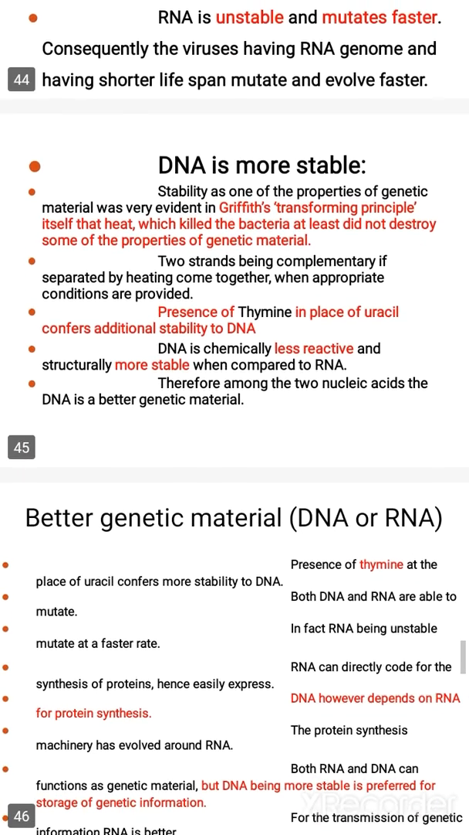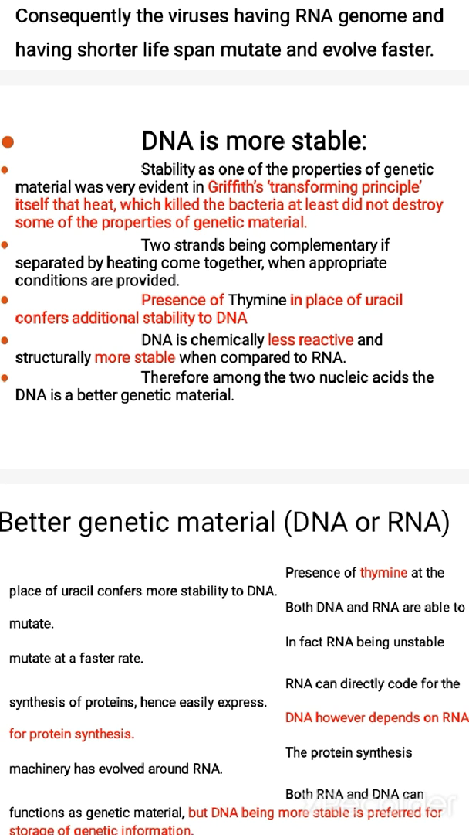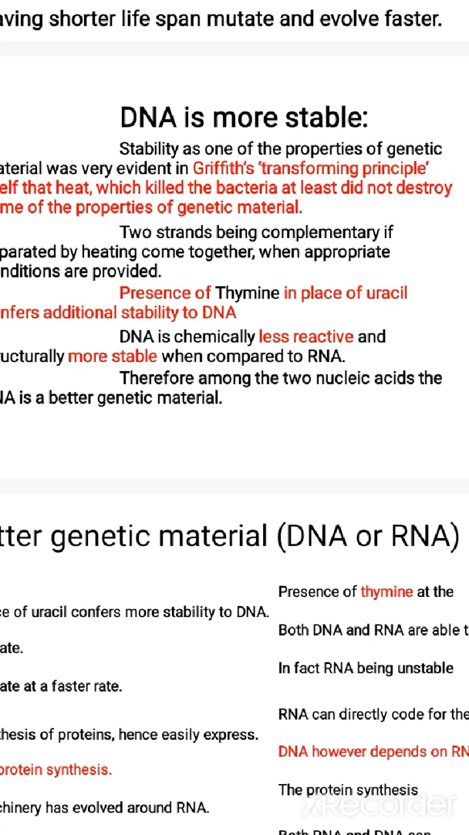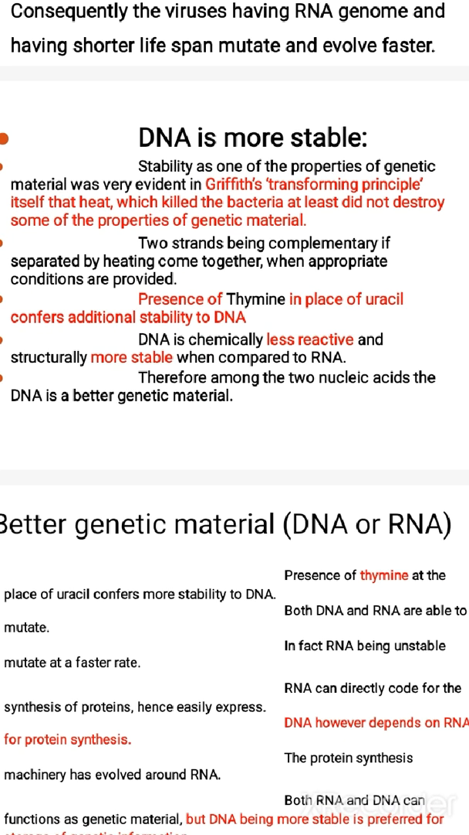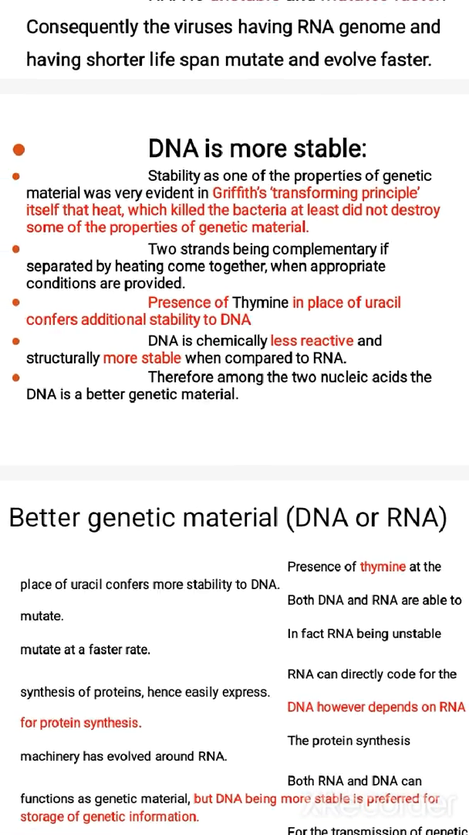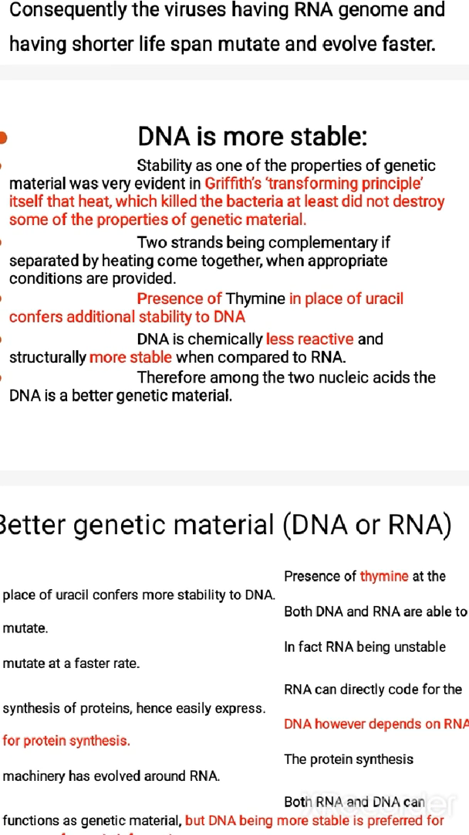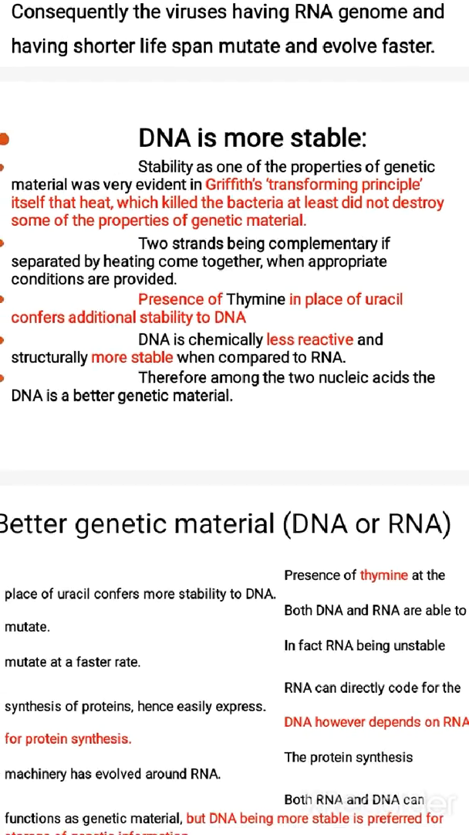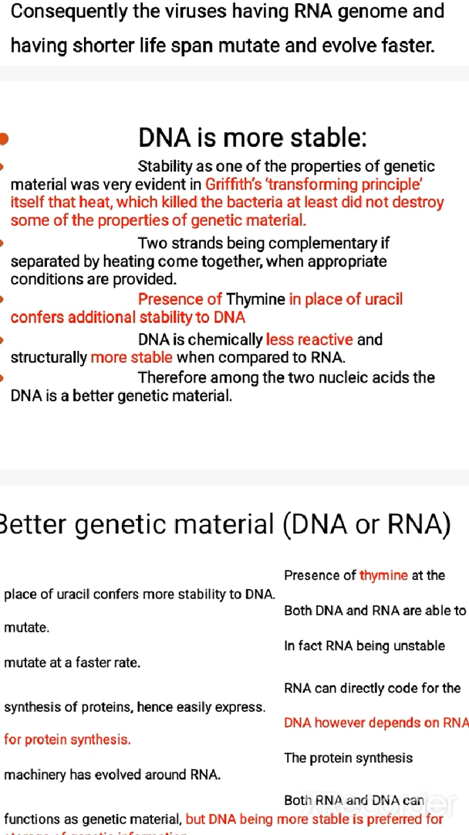Now let us see the DNA. The DNA is more stable. Stability is one of the basic properties of the genetic material. So DNA is fulfilling the main criteria as it is stable. And in Griffith's transforming principle, which we studied, by means of heat we were able to kill the bacteria, but some properties of the genetic material could not be modified. That's why the rough strain was transformed into smooth strain.